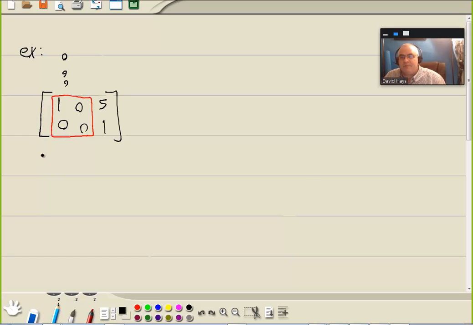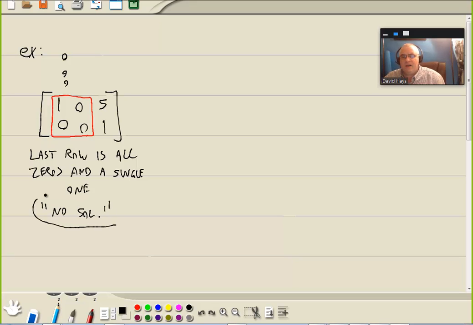And this is the first example, or the first type. In this one, notice that the last row is all zeros and a single 1. What this means is no solution. So if you try to do RREF, you get down to this point and your last row is all zeros and a single 1, means no solution.